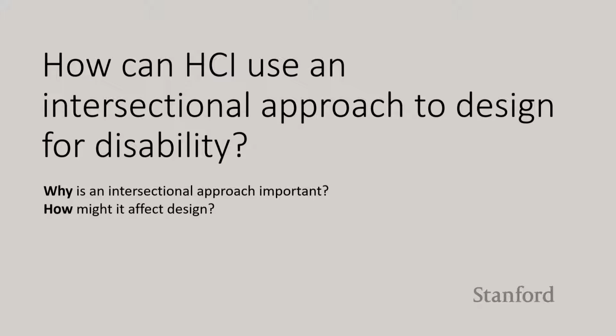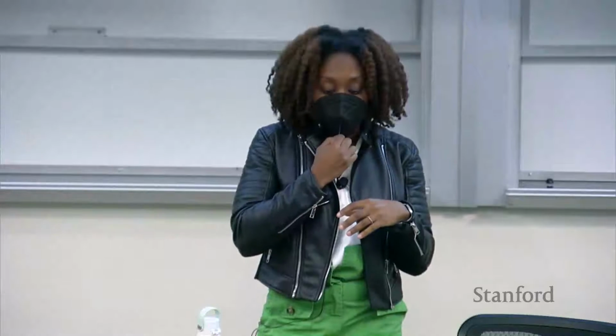So the central question guiding today's presentation is how can human-computer interaction as a field use an intersectional approach to designing for disability? I'm going to use two related studies to answer the first sub-question of why an intersectional approach is important, and then end with a study that demonstrates how an intersectional lens really affects design. So first, why is an intersectional approach important?